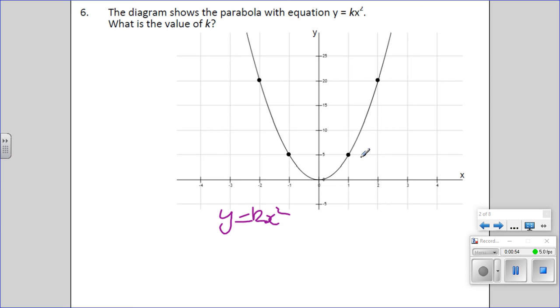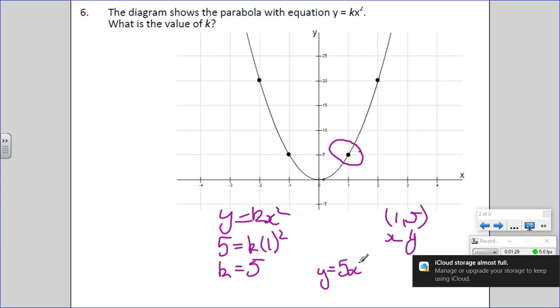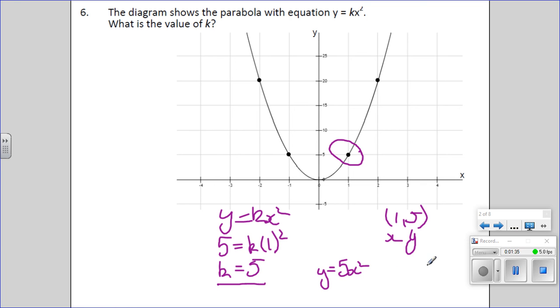From the graph, they've got multiple points pinpointed, but you can see that you have the point (1, 5). Now this gives us a value for x and a value for y. So I'm going to substitute these into my equation. I end up with 5 is equal to k times 1 squared. Now 1 squared is 1, so that tells us that k is 5. And just to tidy up our solution, we can say that y is equal to 5x squared. But k is equal to 5 is all we need as a solution.